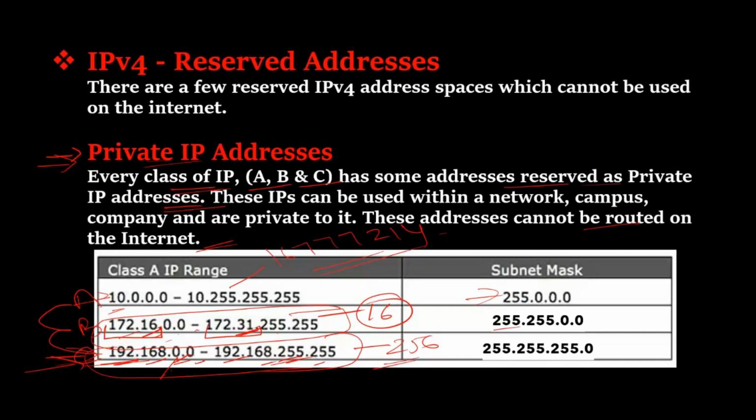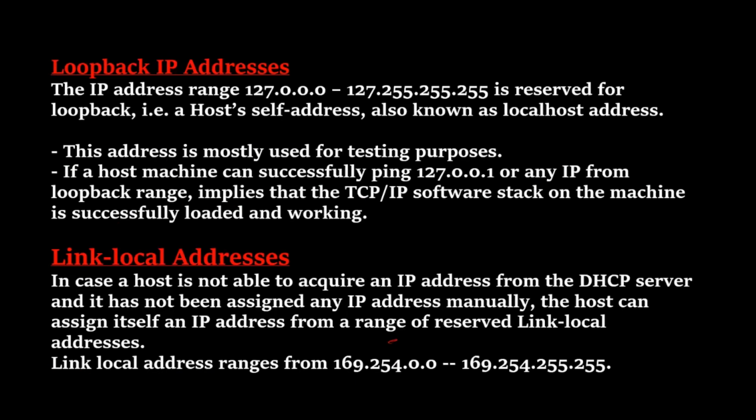Is that clear? So now the next reserved address, we already discussed: the loopback address. Loopback means the IP address range starting from 127.0.0.0. The whole network of 127, up to 127.255.255.255, is reserved for the loopback. Loopback means it's a host's self address. We can also say it's a local host address. This address is mostly used for testing purposes. If you want to test your NIC, then you can use this type of IP.